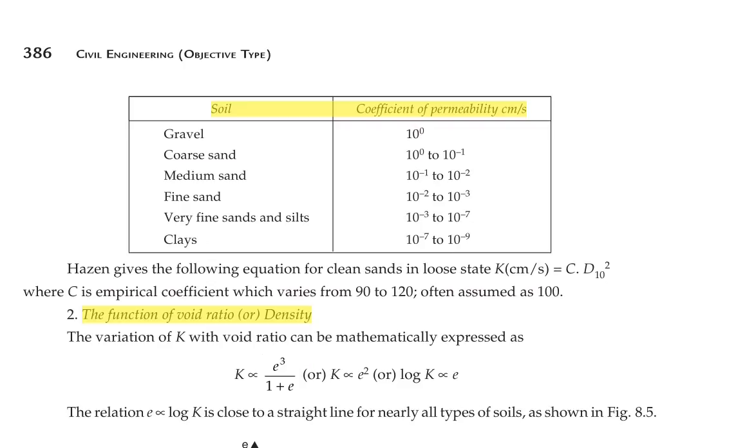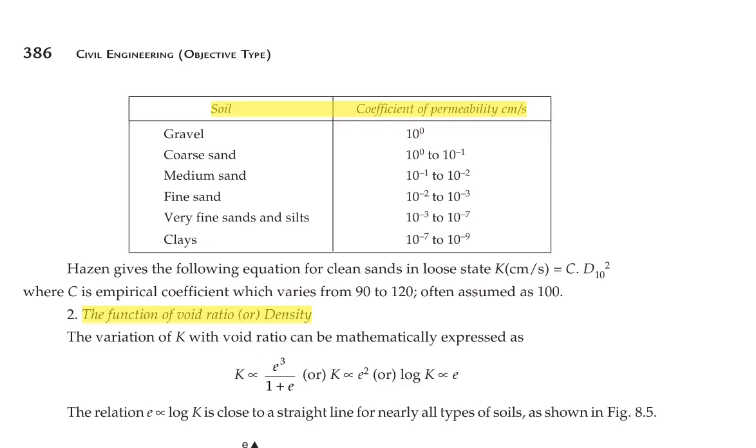Fine sand, the coefficient of permeability ranges between 10 to the power minus 2 to 10 to the power minus 3 centimeter per second. Very fine sands and silts have a coefficient of permeability of 10 to the power minus 3 to 10 to the power minus 7. For silts especially, it is 10 to the power minus 5 centimeter per second. Clay has a coefficient of permeability of 10 to the power minus 7 to 10 to the power minus 9 centimeter per second.